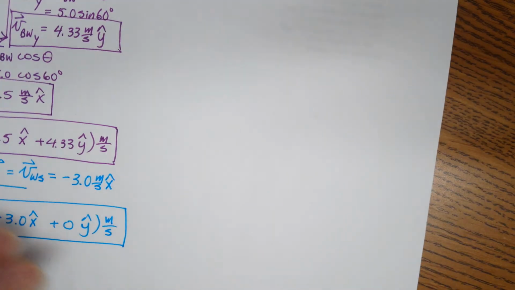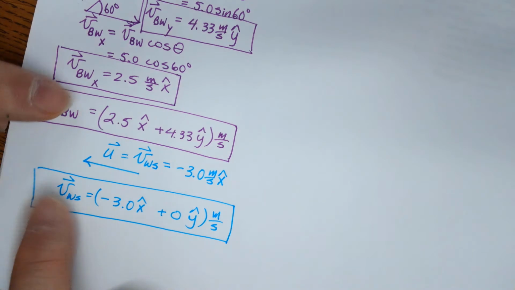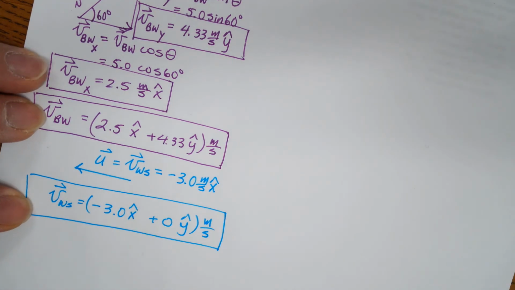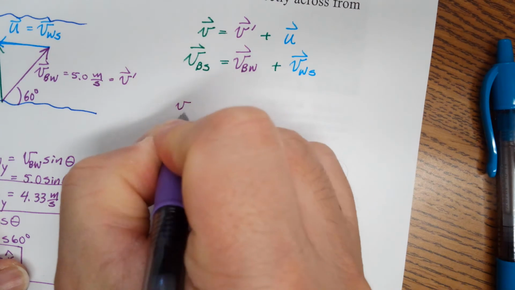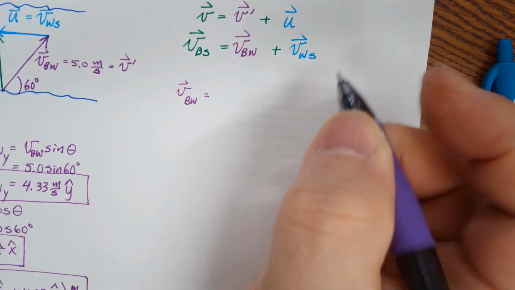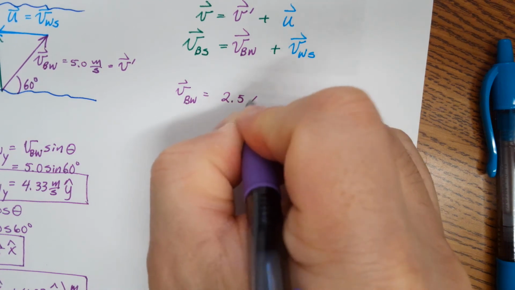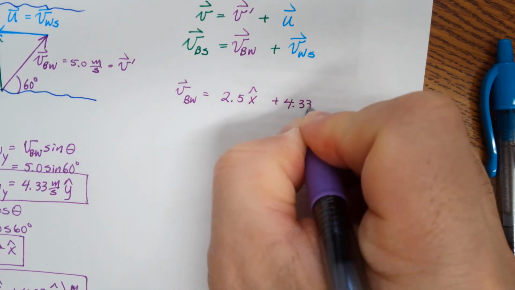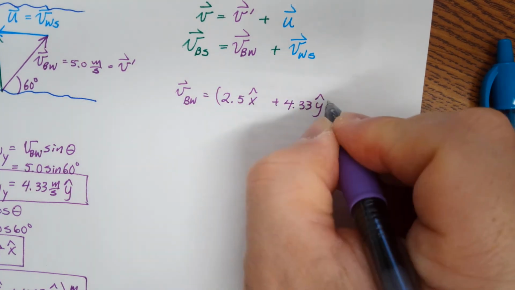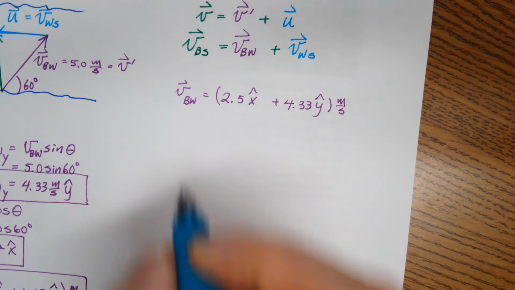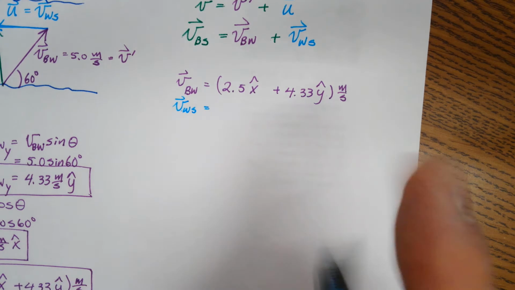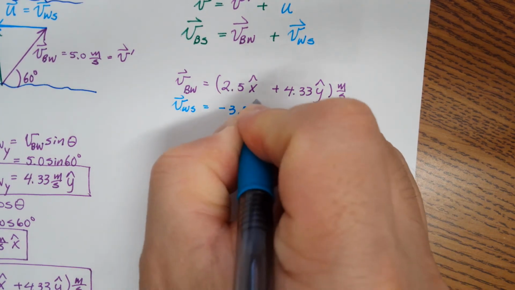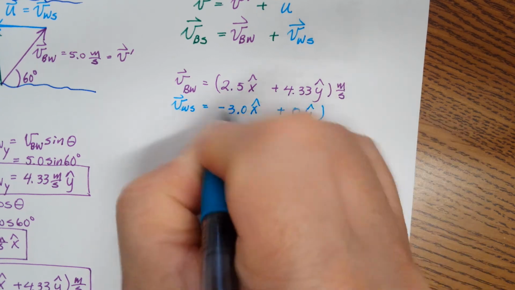Now we can add these two vectors in Cartesian form and get the resultant, my VBS. So let's do that. I'm going to rewrite this VBW, which is equal to 2.5 x hat plus 4.33 y hat, of course in meters per second. And then VWS, which is the velocity of water with respect to shore, is negative 3 x hat plus 0 y hat meters per second.